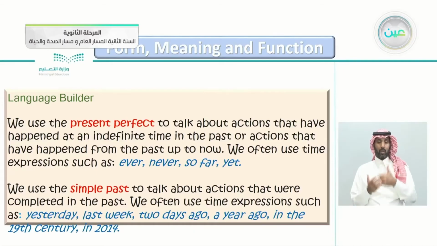Another language builder here, we use the present perfect to talk about actions that have happened at an indefinite time in the past, or actions that have happened from the past up to now. We often use time expressions such as ever, never, so far, or yet. We also use the simple past to talk about actions that were completed in the past. We use simple past with actions that are done, completed. We often use time expressions such as yesterday, last week, 2 days ago, a year ago, in the 19th century, in 2014, and so on.